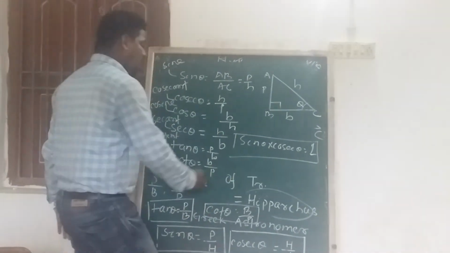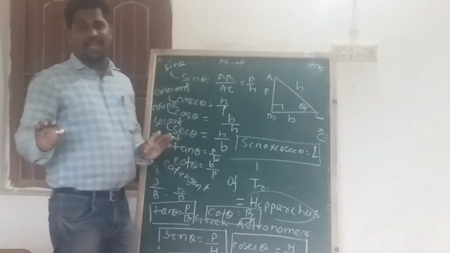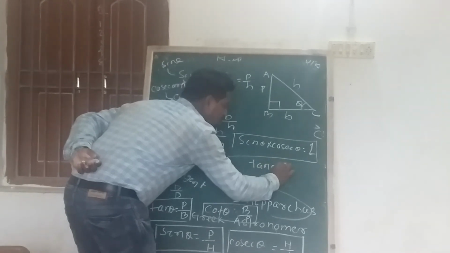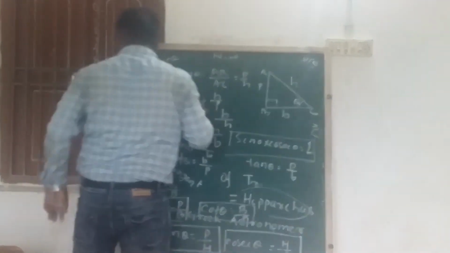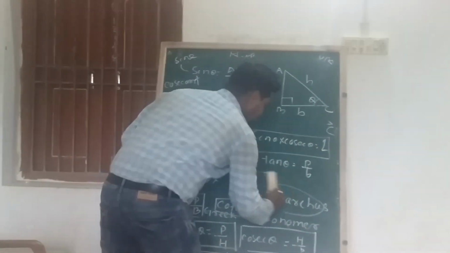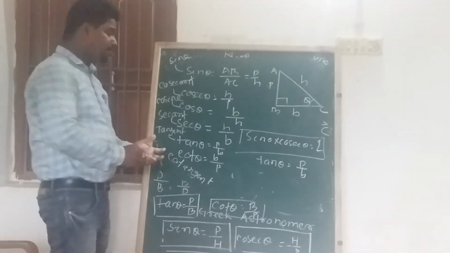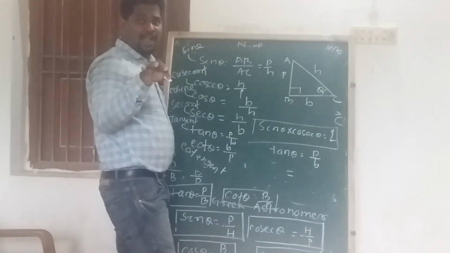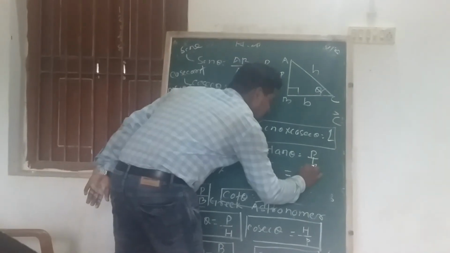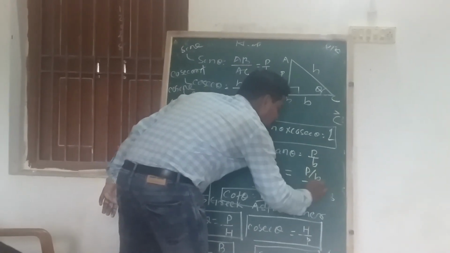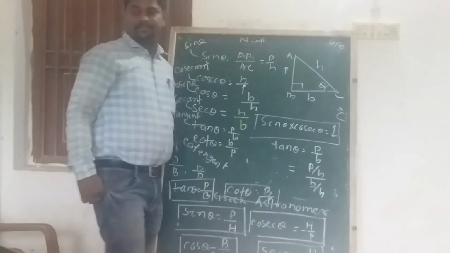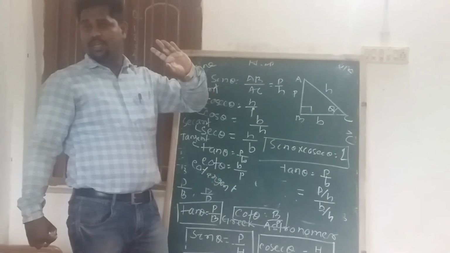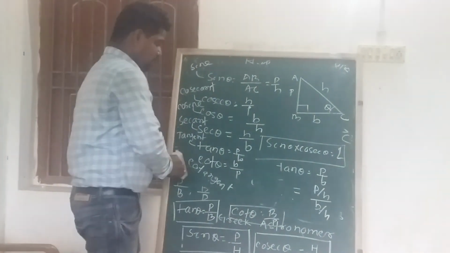Another formula here: when I ask the question, express tan theta, you know that tan theta is equal to P by B. Am I right? Any problem? I think no problem. Tan theta is P by B. I can write this by dividing numerator and denominator by H: P by H upon B by H. I will divide H on both the numerator and the denominator. The result does not change.